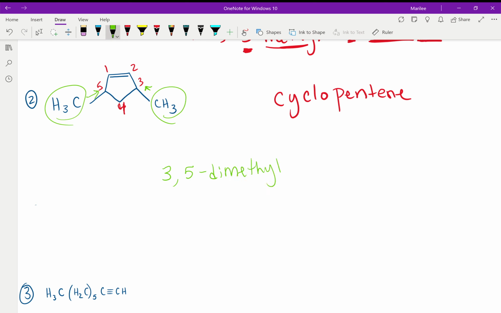So what does this say? At carbon number 3 and at carbon number 5, we have a methyl group. In total, we have 2 methyl groups. That's why we have dimethyl, and then we would just add the cyclopentene. And that's how you name the structure.